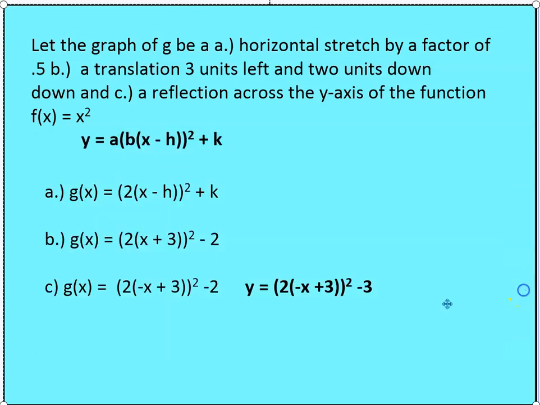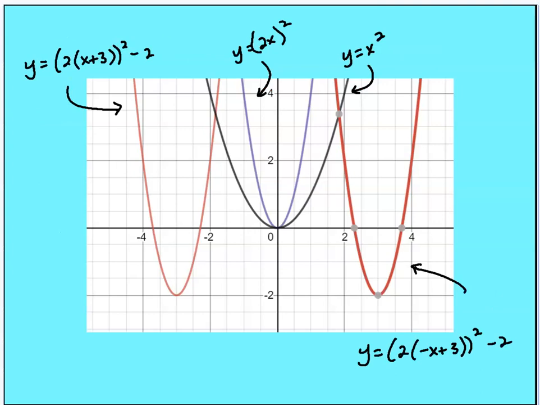You're going to end up with y is equal to 2 in parentheses times negative. And remember, this has to be in parentheses because you're squaring it. Right, this 2 can't be outside the a value because that value is not squared. So inside the parentheses 2 times negative x plus 3 squared minus 2. All right, moving on.